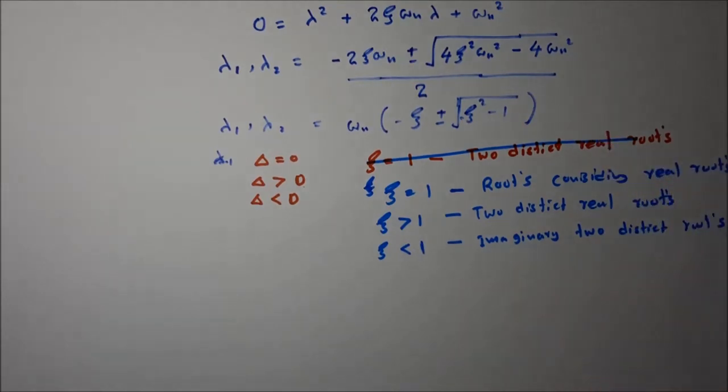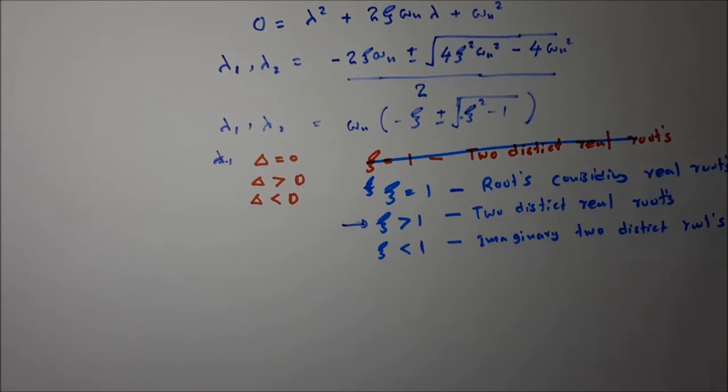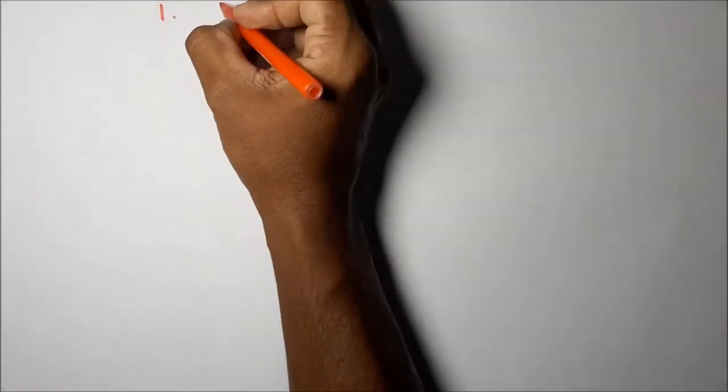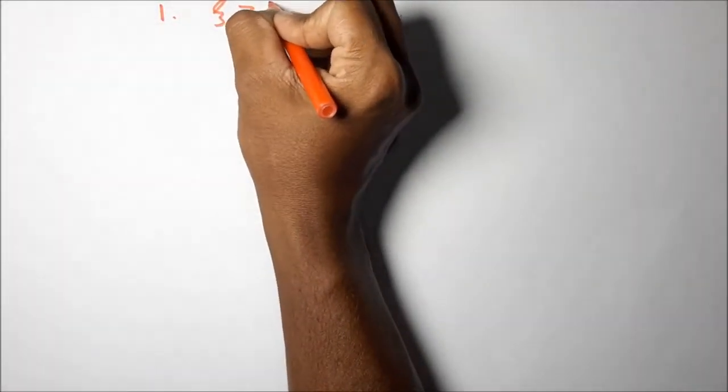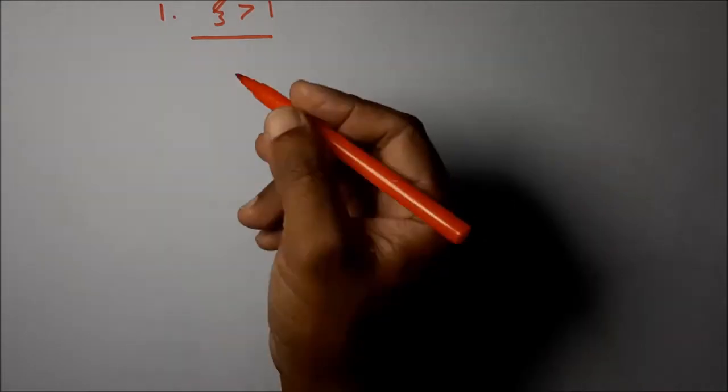Okay, first I am going to consider one of these situations. Let's consider this situation. We are having the two distinct real roots. First we are going to consider that one. The first situation we are going to discuss, theta is greater than 1 situation. What happened? We are having the two distinct real roots.